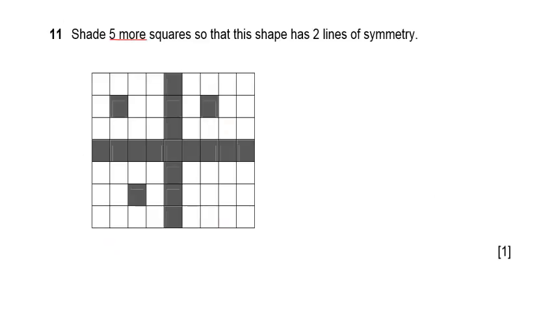Shade 5 more squares so that this shape has 2 lines of symmetry. We're talking about a vertical symmetry and horizontal symmetry. So we will shade this square here. Which means I've shaded 5 squares.